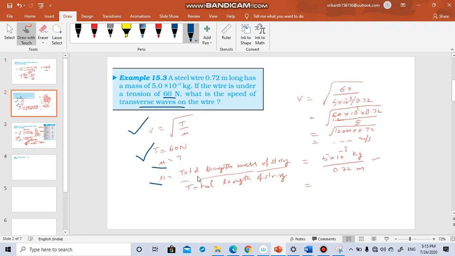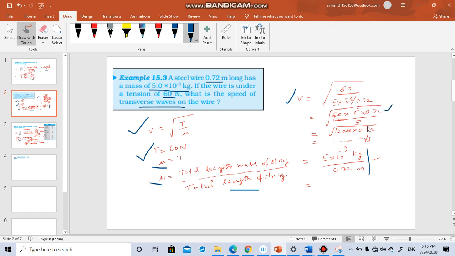Mu can be calculated as the total mass of the string divided by the total length of the string. That is how you get kg per meter. The total mass of the string is given as 5 into 10 power minus 3 kg, and length is given as 0.72. So it is put over here, right? You got the mu value, you know the tension value, so you can get the value of velocity. So 60 divided by 5 into 10 power minus 3 divided by 0.72.